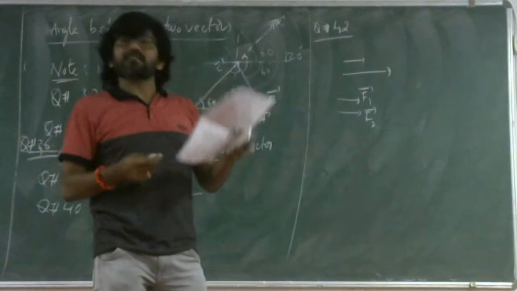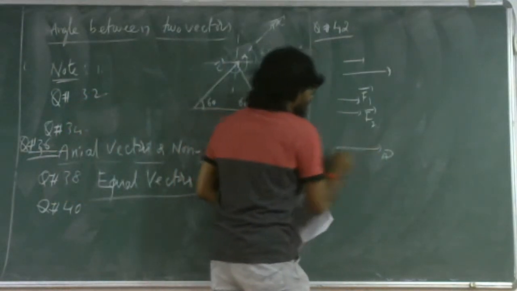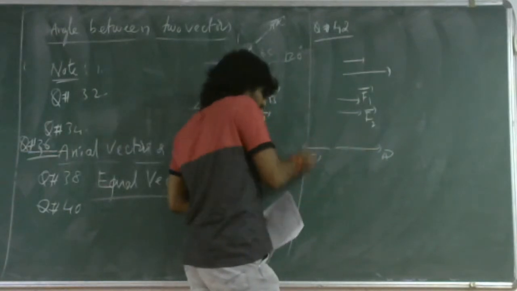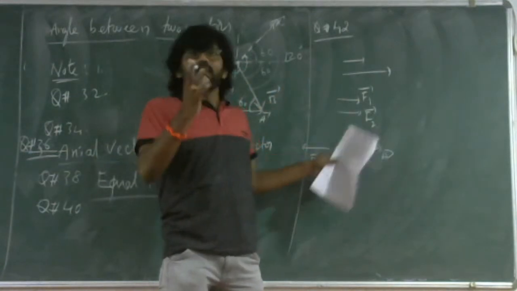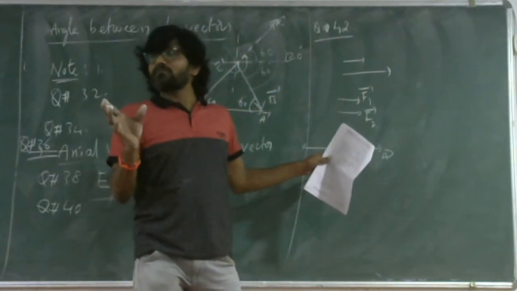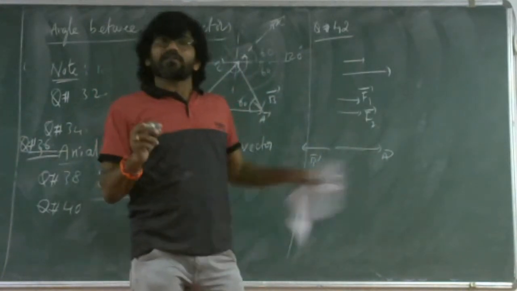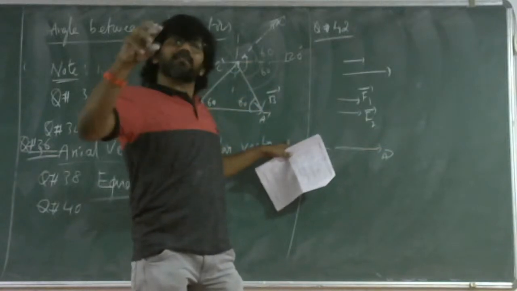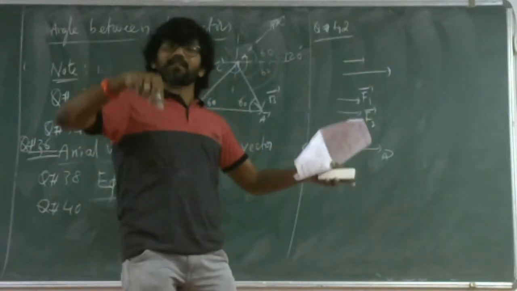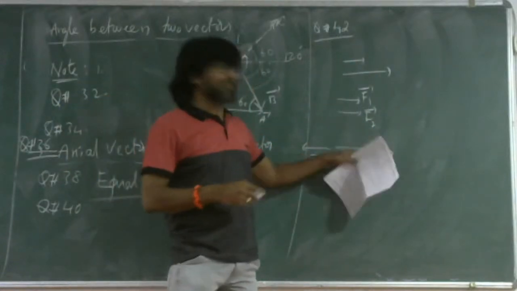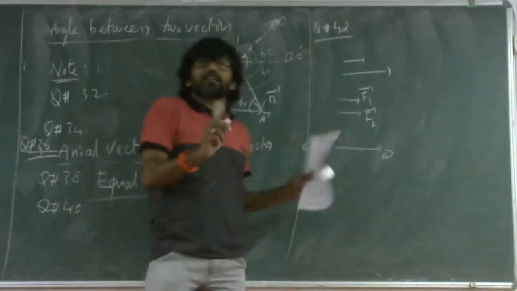All anti-parallel vectors are negative. Anti-parallel means, let's say vector A and vector B are anti-parallel. One may be in the negative direction, but all anti-parallel vectors are not negative vectors. A negative vector means a vector whose direction is reversed can be called the negative vector of the given vector. But this cannot be the negative vector of this one. So all anti-parallel vectors are not negative vectors.